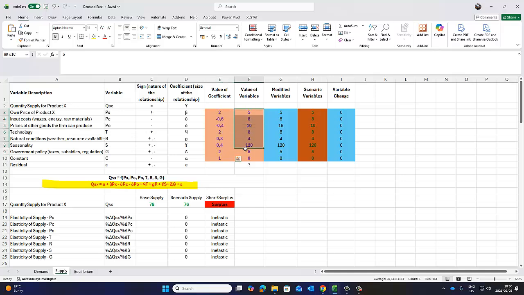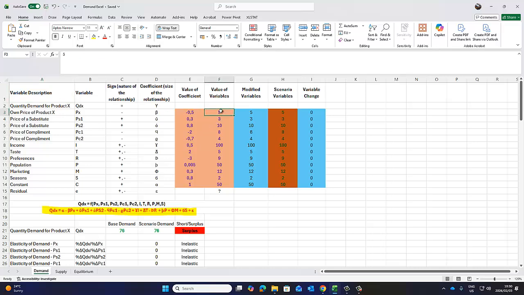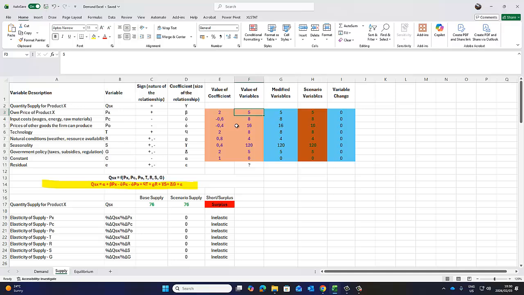Then we assume values for the variables. So I assume the price of my variable is 5. Now, why am I assuming the price of the variable is 5? Because in my demand, I have the price of the variable also 5. So I assume from the beginning that I am in equilibrium. Okay, demand is equal to supply. You'll see them. I've calculated these variables.